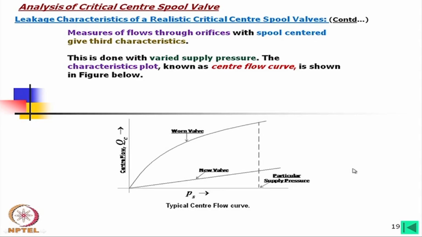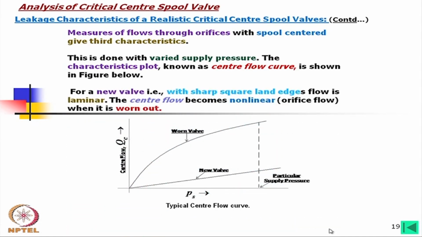But in the case of a missile, when the valve is tested we will get a line, and we will never get this one because this will not return to us. So, for a new valve with sharp square land edges, the flow is laminar, and the center flow becomes nonlinear when it is worn out. It is called orifice flow. This we call the laminar flow, and this is orifice flow.